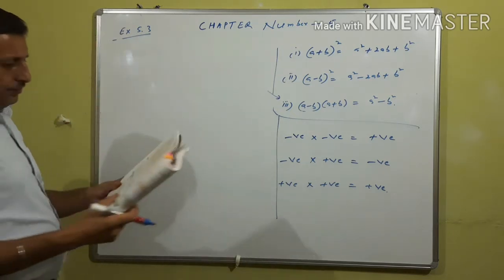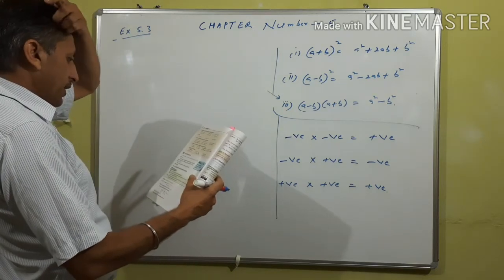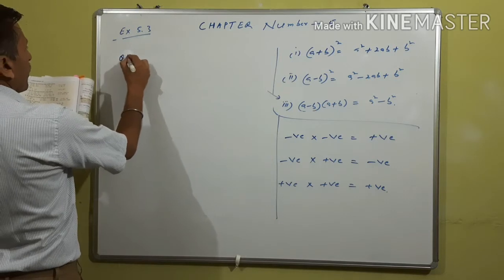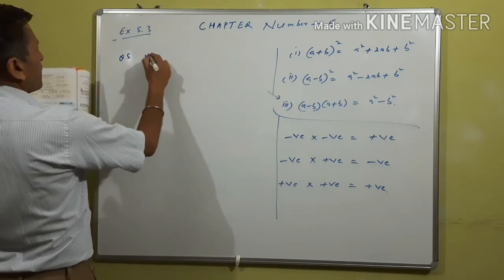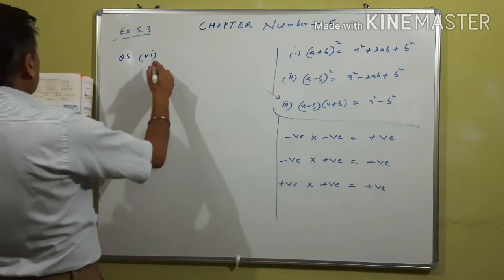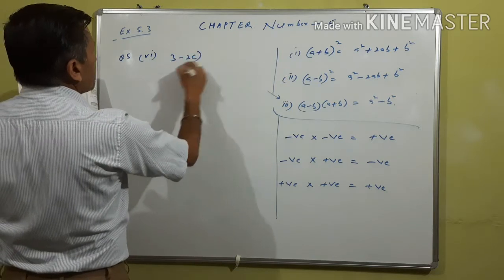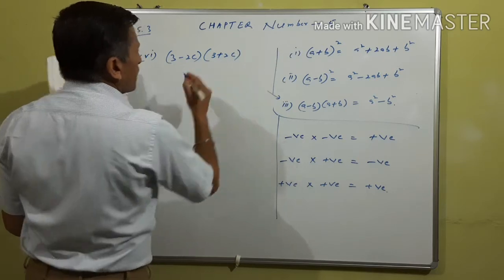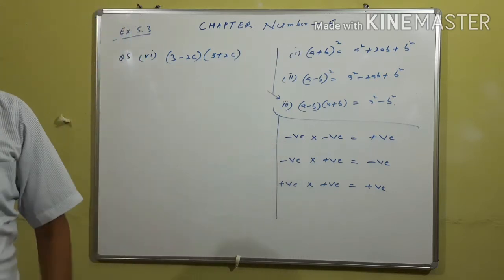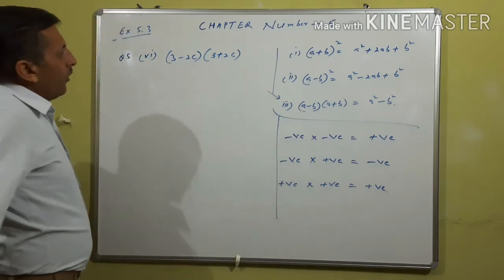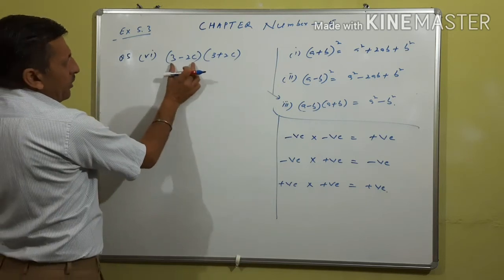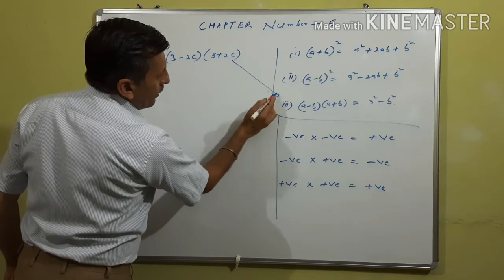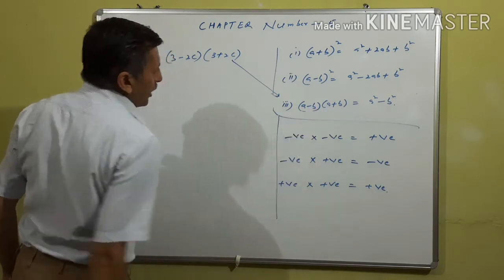Suppose from the same exercise and question number 5, I am taking the sixth part. In the sixth part, it says (3 minus 2c) into (3 plus 2c). Suppose this part is given. Once again, this is (a minus b) into (a plus b), so you have to apply this last identity.